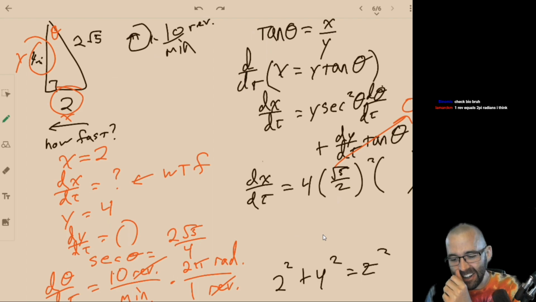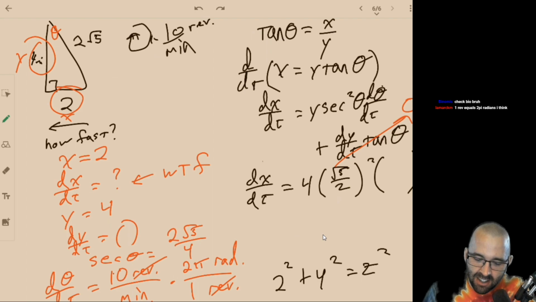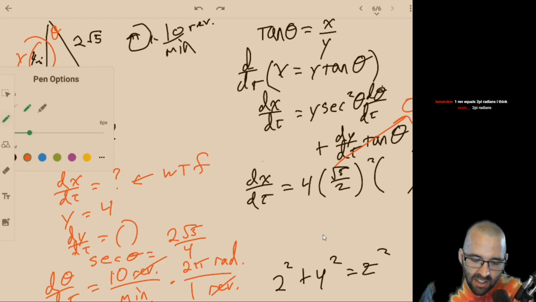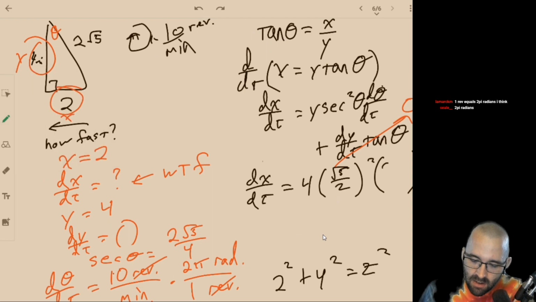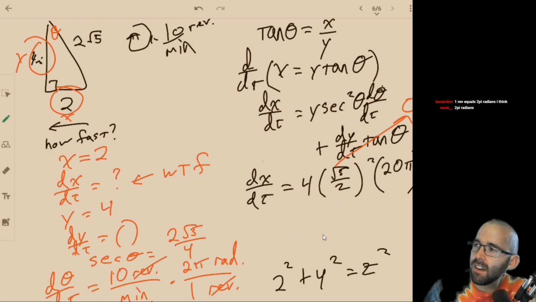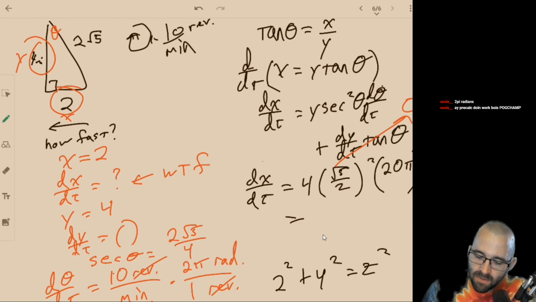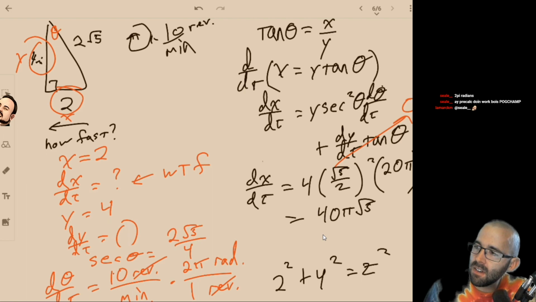All right. So that's our d theta dt. It's just 20 pi radians per minute. Let's plug that in on the right-hand side. That's our dx dt. Let's simplify a little bit, right? We got 4 divided by 2 is 2, times 20 pi is 40 pi. We got 40 pi times the square root of 5.